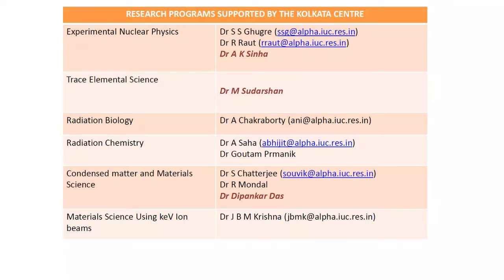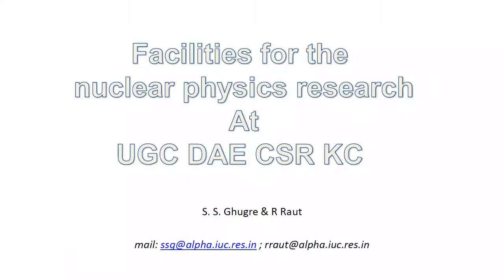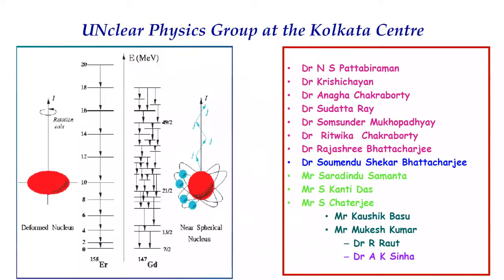And if you have any problems with or trouble communicating to us, you can always get in touch with them. So let me just spend a few minutes on facilities for the nuclear research program at the Kolkata Center. And as I said, we nuclear physicists have always been called the unclear physicists by all my colleagues. Primarily I have a tough time telling them, look guys, when you work at the nano level, we in nuclear physics have always been working at the femto level. So if physics is interesting at the nano level, you can imagine the kind of interest we can generate when I talk of nuclear physics.